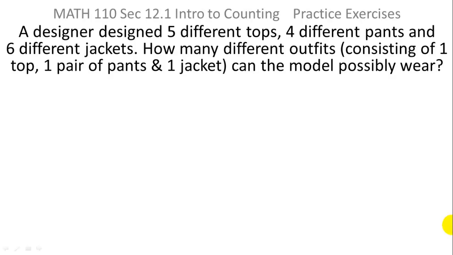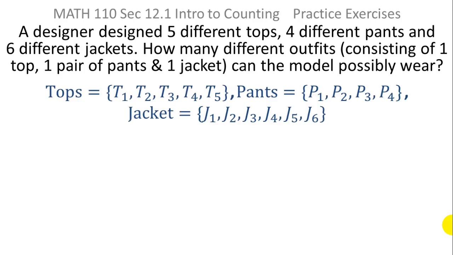A designer designed 5 different tops, 4 different pants, and 6 different jackets. How many different outfits consisting of 1 top, 1 pair of pants, and 1 jacket can the model possibly wear? One way to approach this is by using a tree diagram.